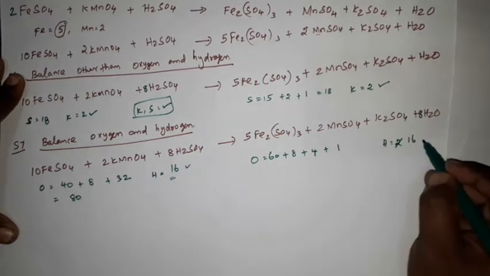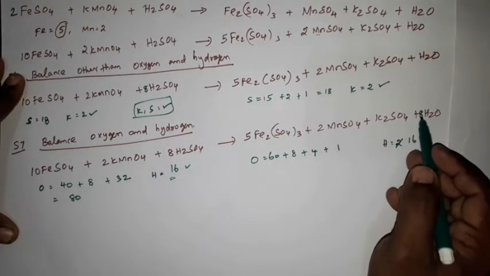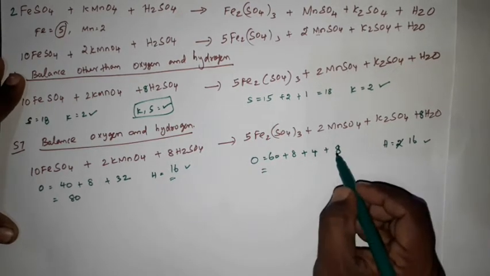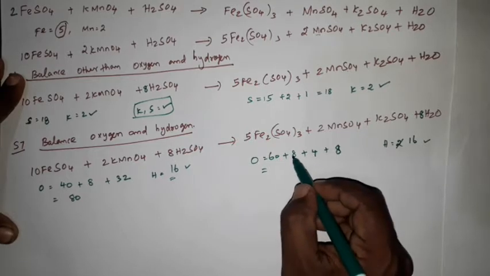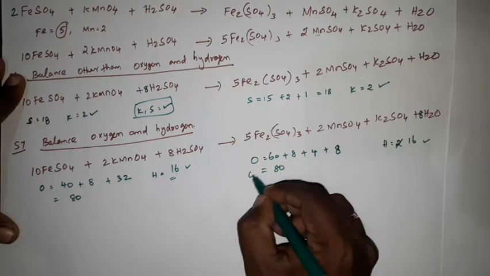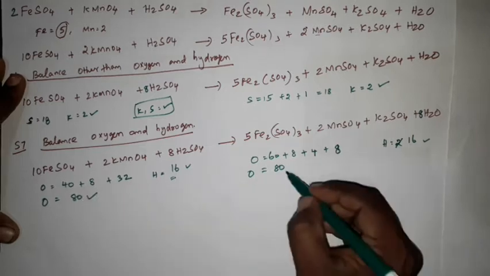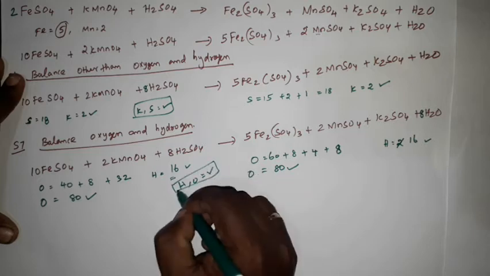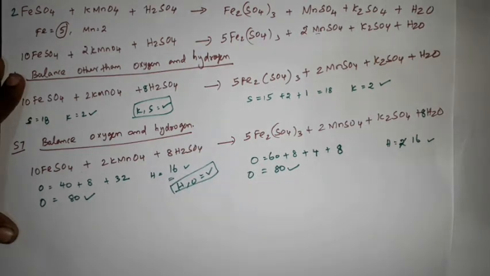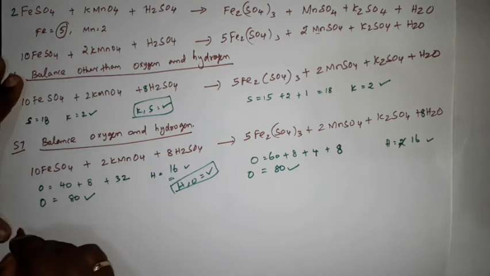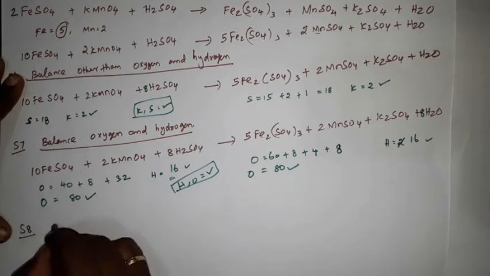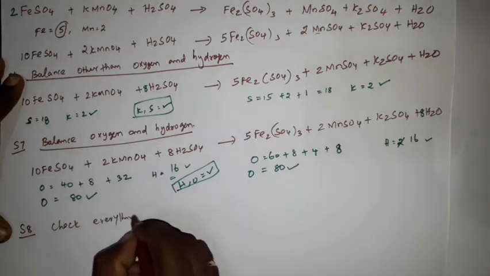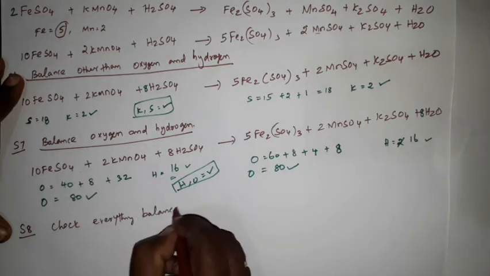So hydrogen is balanced. Now oxygen, after adding 8 here, so it will come 8. Now check. 8 plus 4 is 12, 12 plus 8 is 20, oxygen is 80. So oxygen is 80. So hydrogen and oxygen are balanced, right? Now step 8. Check everything is balanced. Okay.